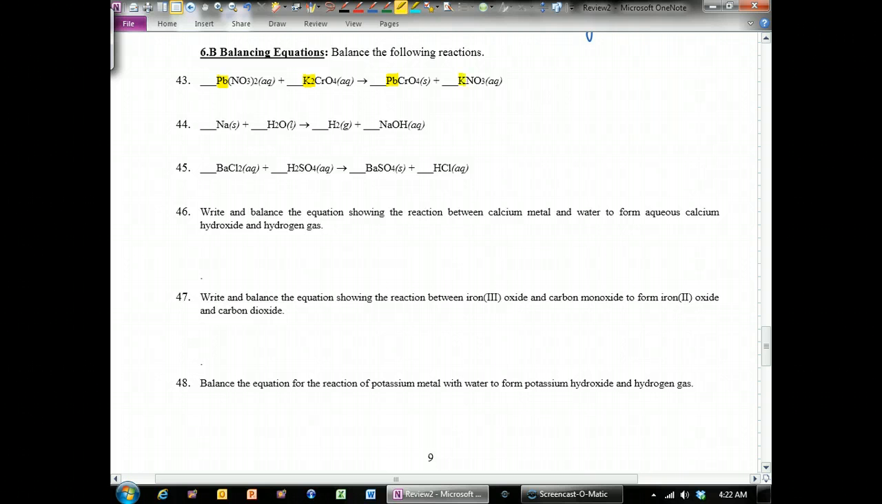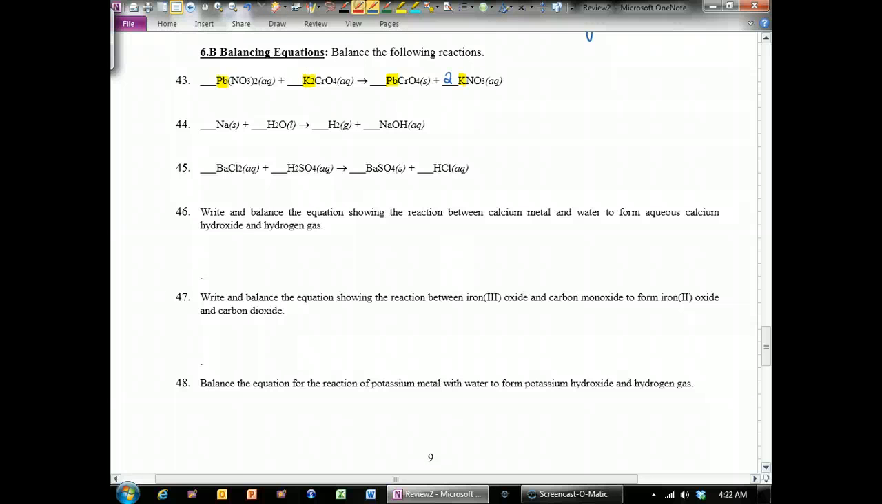for the next element that I'm going to balance is because the others are polyatomic ions, and I'm going to do those next. The K, there's two Ks on the reactant side and only one on the product side. In order to get them to balance, I'm going to write a 2 in front of the KNO3. That'll make it so there's 2 Ks on both sides of the equation.